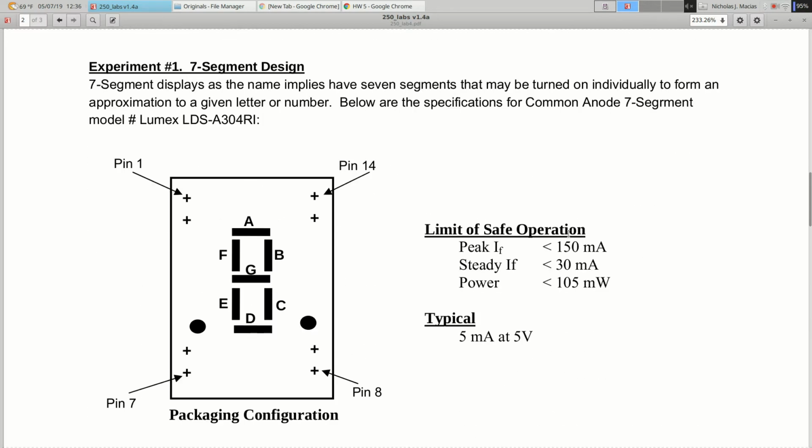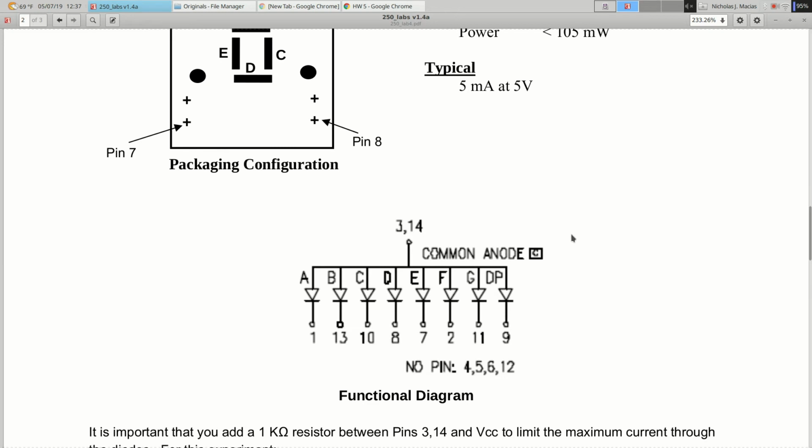All right, so experiment 1, you're playing with your 7-segment display. So these are these little sort of gray chips. They have 7 discolored regions on top. Each of those is an LED. You can run current through those and cause them to light up. So that's a picture of what the front of the chip looks like.